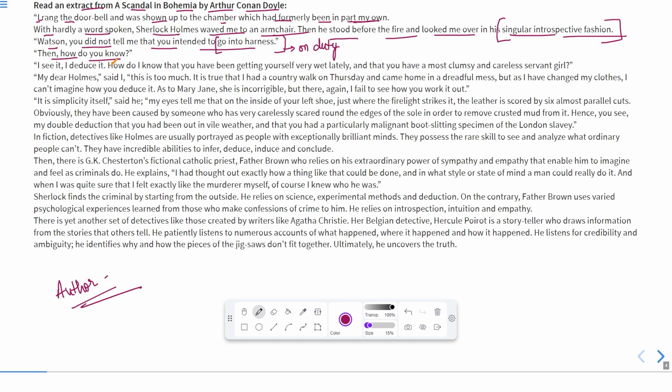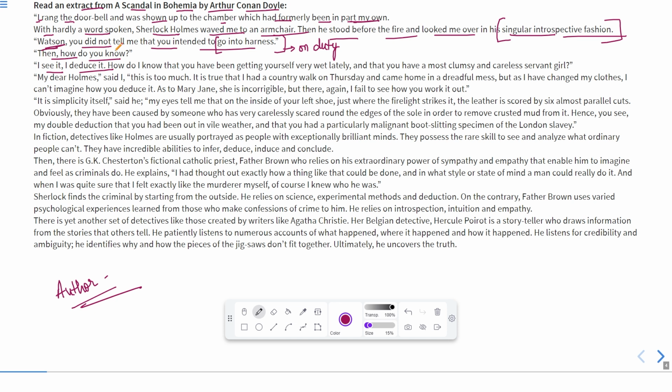Okay, "then how do you know?" It means Sherlock Holmes was trying to investigate some case, and for that he had interrogated this author, whose name is Watson, as we can analyze from this line. "I see it. I deduce it." It means he inferred. Deduce means to infer, or to come to a conclusion. Maybe he was the witness, and "I deduce it" means he inferred it, he concluded it. Maybe there was some case for which he was questioning him, and Watson was the witness, therefore he said I deduce it.